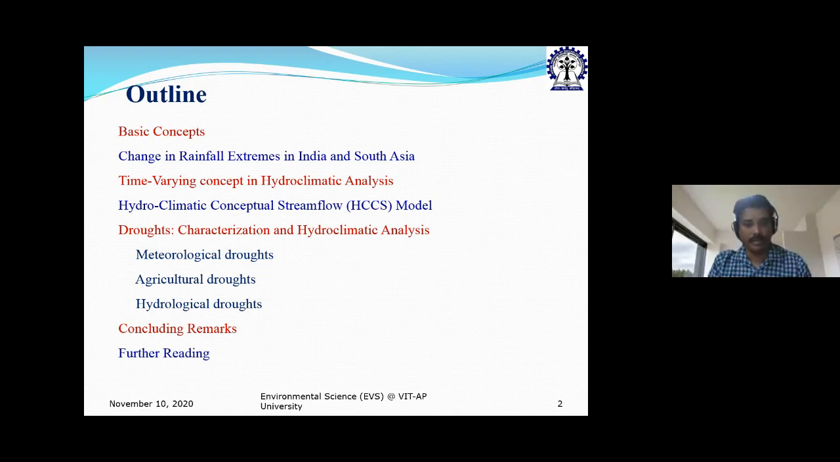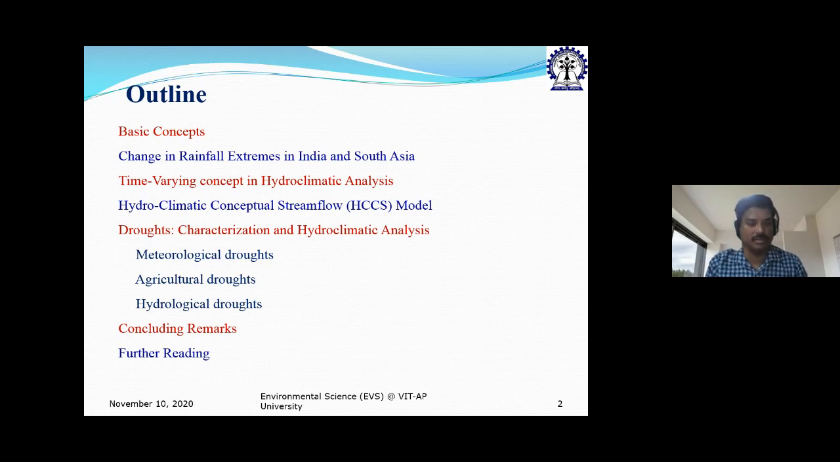Then one concept is called the time-varying concept in hydroclimatic analysis, which is suitable for this kind of change modeling. Then some in-house developed software: a hydroclimatic conceptual streamflow model, which is able to take care of the climatic inputs as well as changes in the watershed and changes in land use and land cover. There are some technical terms, but I'll try to make it as clear as possible to all of you.